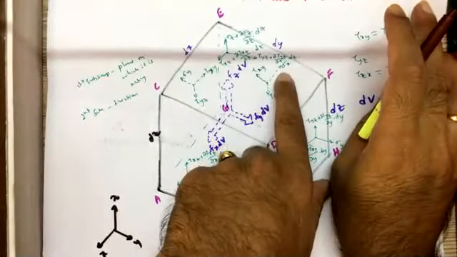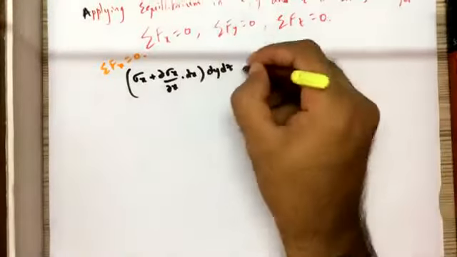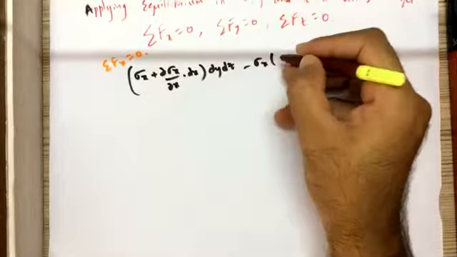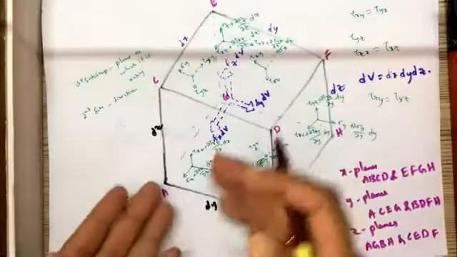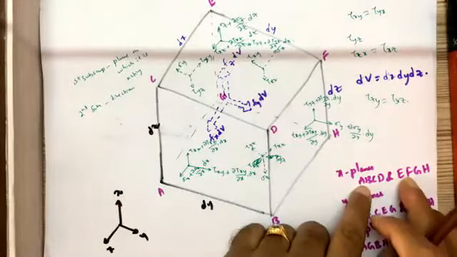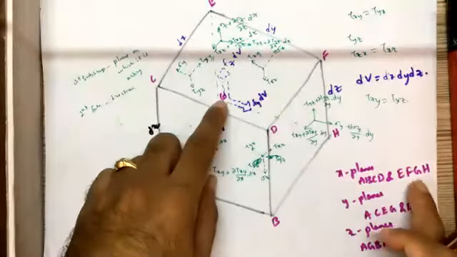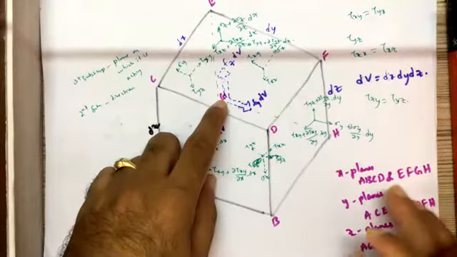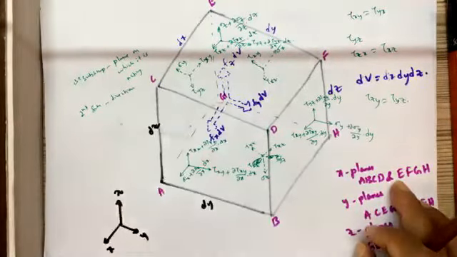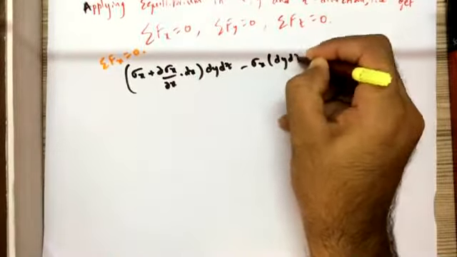Next, this is in the negative x direction, minus sigma x. So minus sigma x into what? The area will not change, because these are the two opposite faces, A, B, C, D and E, F, G, H. So the area would be dy into dz.